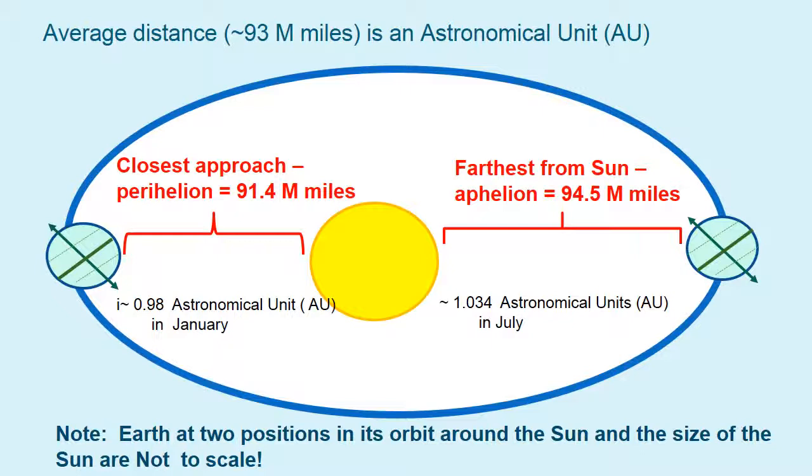So schematically, here's the Sun and the Earth in two positions. One of the positions is January. The other position is in July. And you'll notice that we are closest to the Sun in January, less than one astronomical unit. We are furthest from the Sun in July, a little bit more than one astronomical unit.